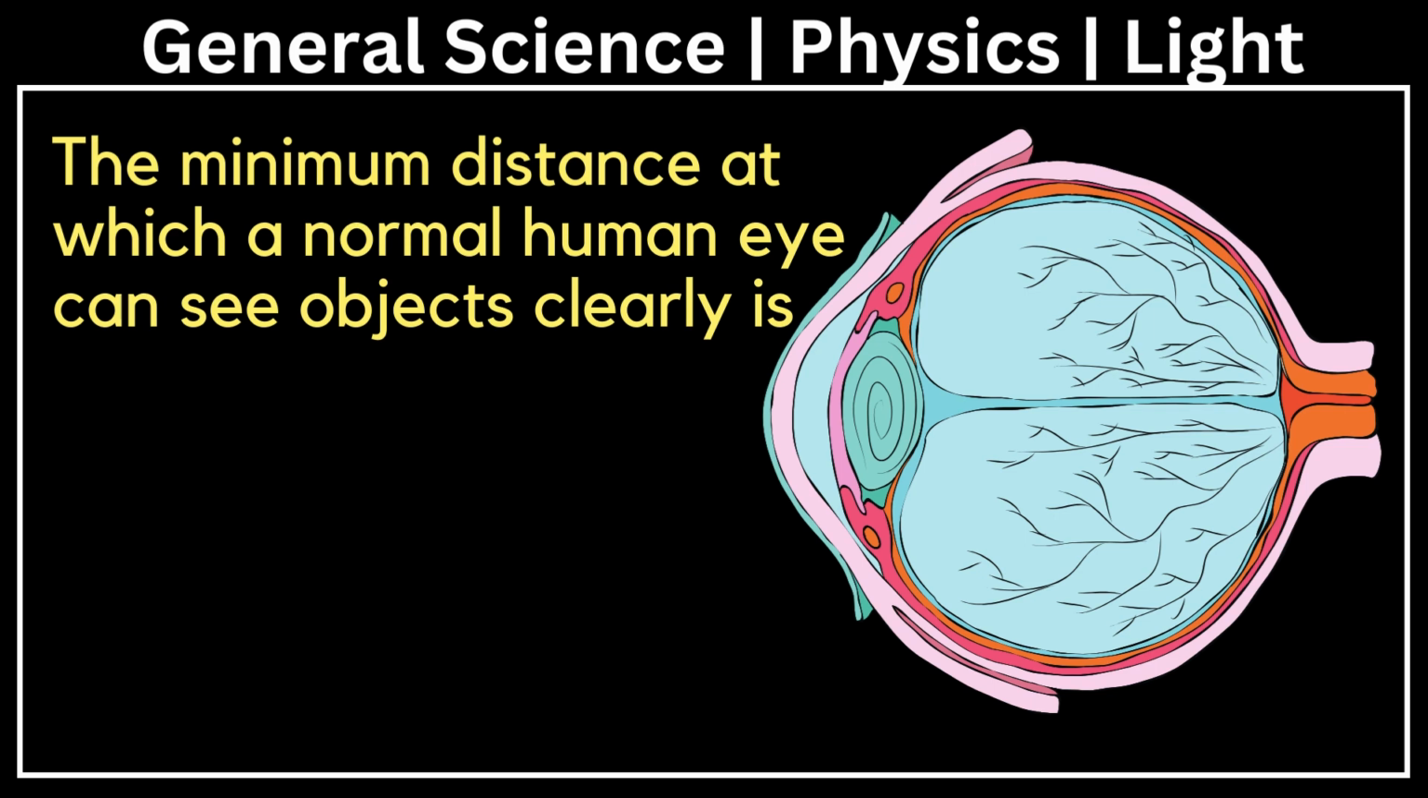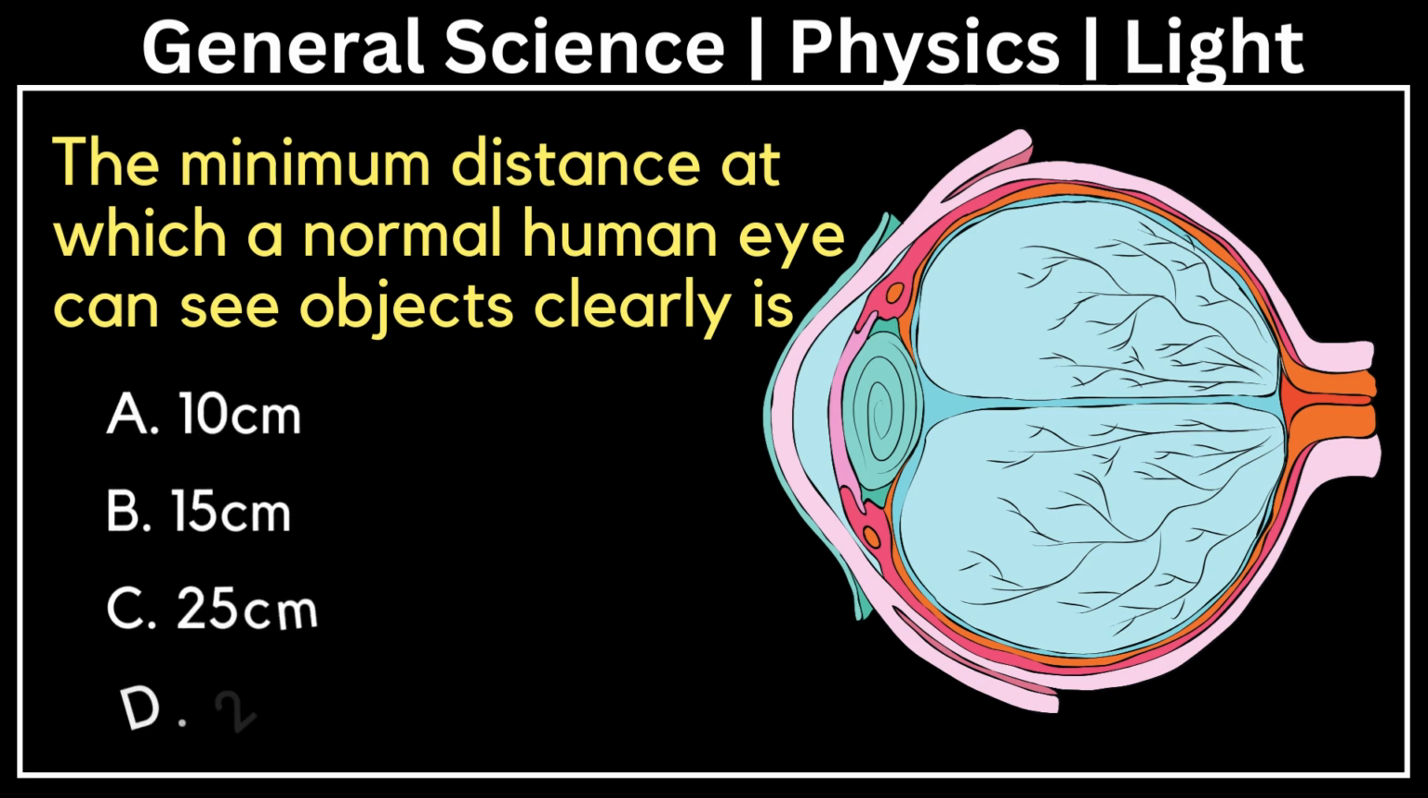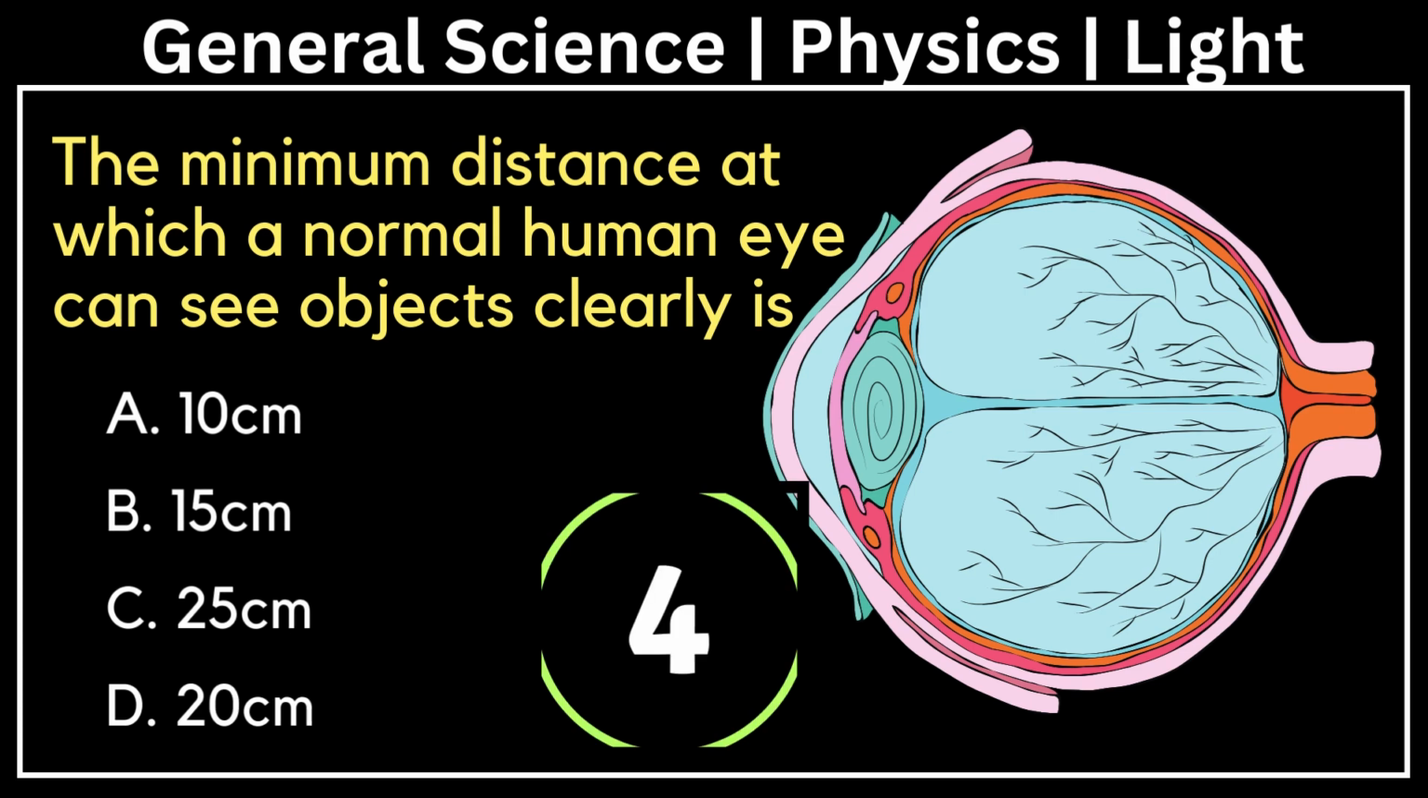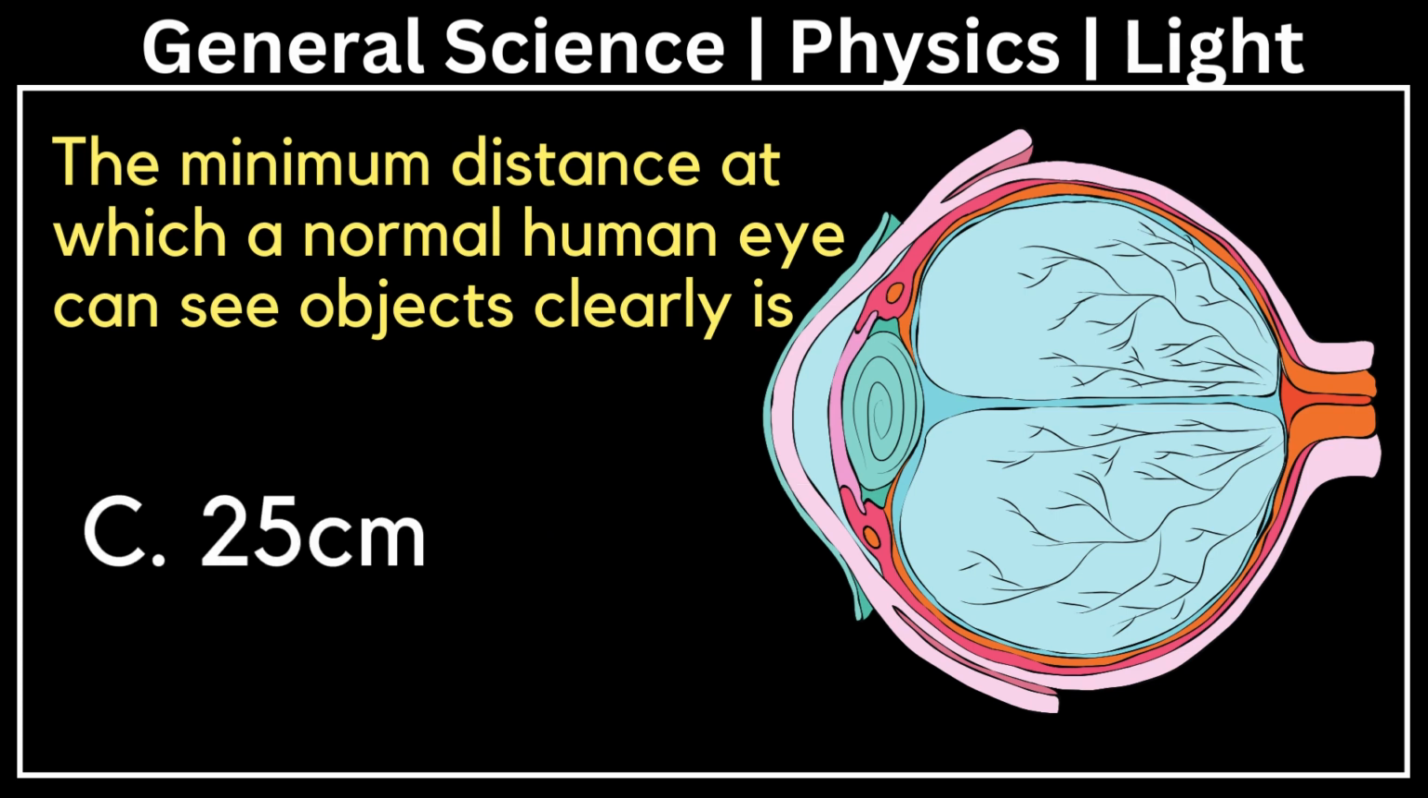The minimum distance at which a normal human eye can see objects clearly is A. 10 centimeters. B. 15 centimeters. C. 25 centimeters. D. 20 centimeters. The answer is C. 25 centimeters.